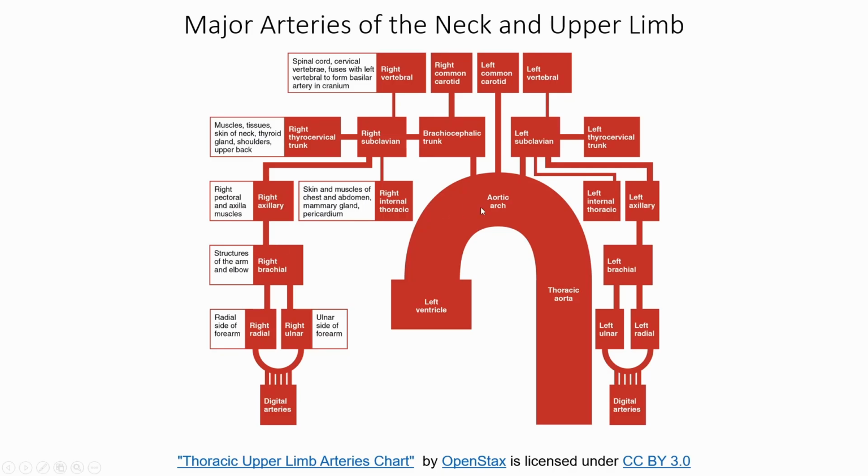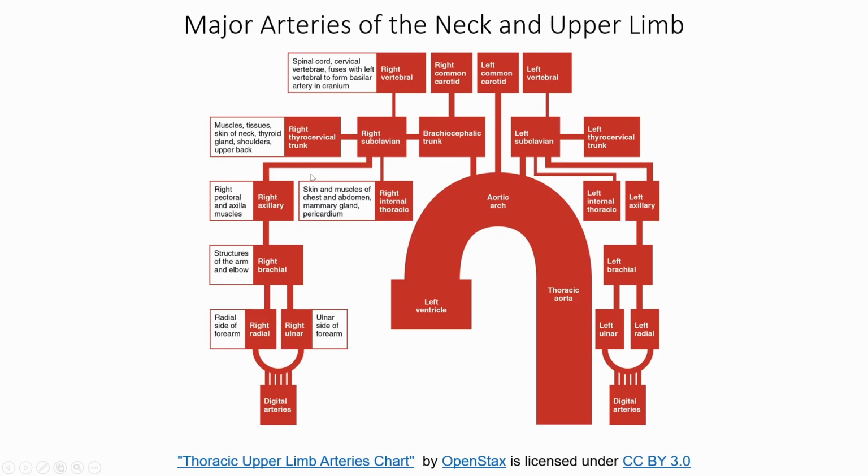So we have the aortic arch. We branch up to, in this case, the brachiocephalic trunk, which then branches into the right common carotid and the right subclavian. The right subclavian branches into the right vertebral to service the spinal cord and the vertebra. The right subclavian also branches into the right internal thoracic, which will then service the skin and muscles we find in the chest and abdomen, the mammary gland, the pericardium, and the right thyrocervical trunk, which again will be for the muscle and skin in the neck, the thyroid, right?